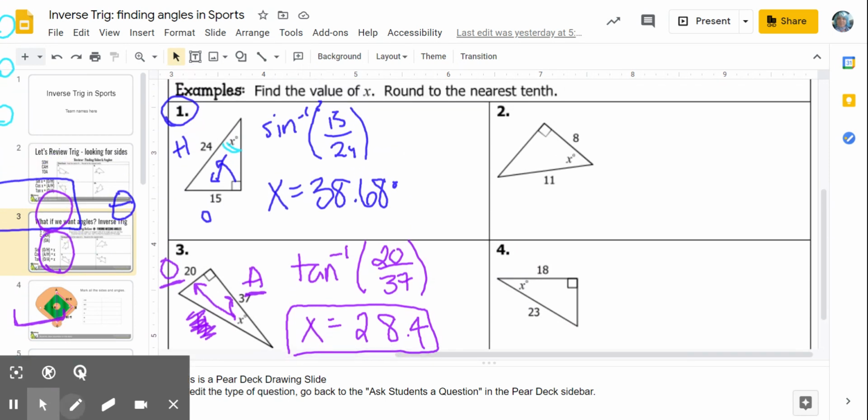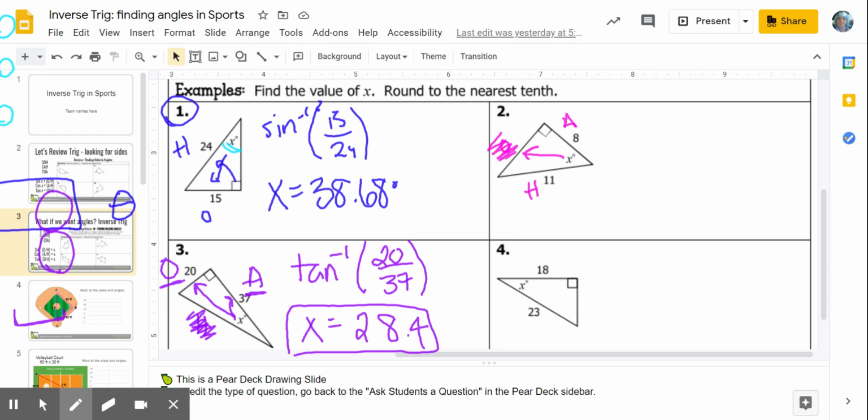So do I use sine, cosine, or tangent for number 2? I think it is cosine. That's the opposite side, and I don't have any information there, so I'm not going to use it. I'm going to use cosine because CAH: cosine of my angle equals A over H. Because I don't have an angle, I'm going to do cosine inverse, or inverse cosine, and then 8 over 11.